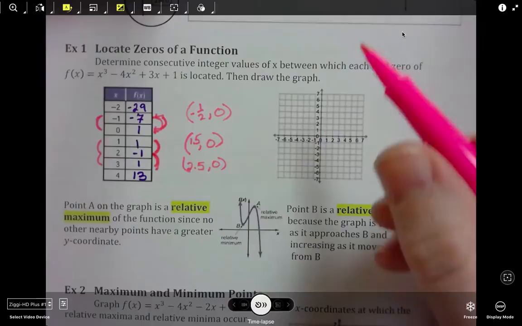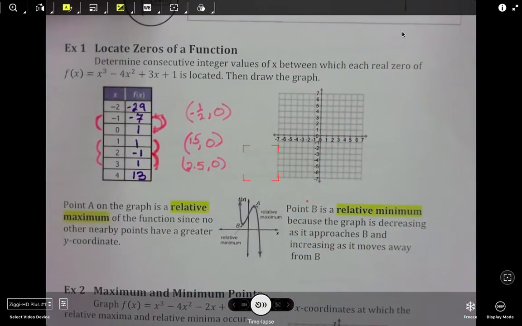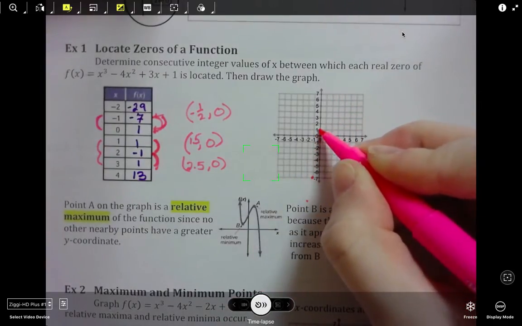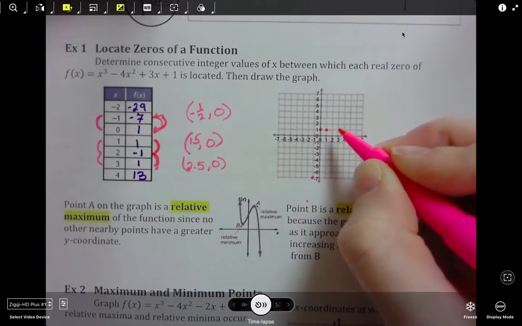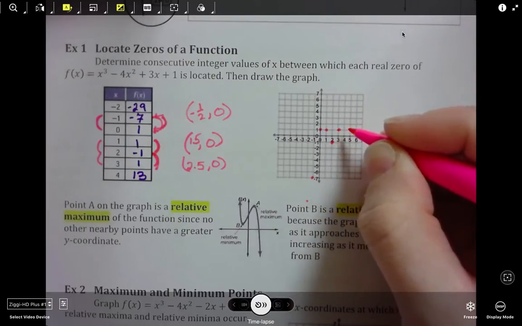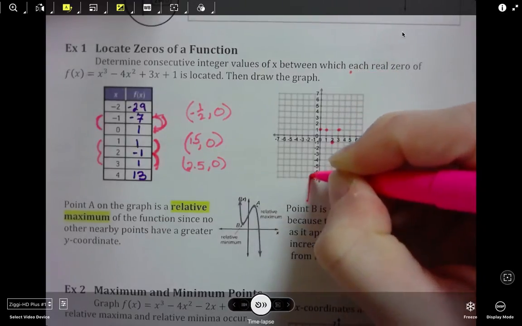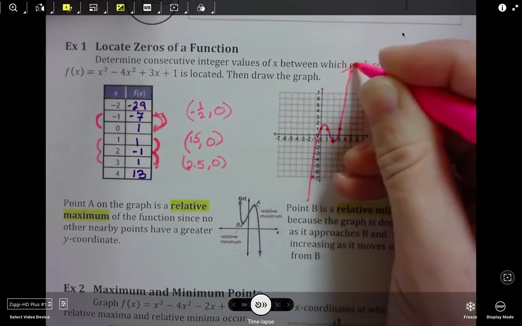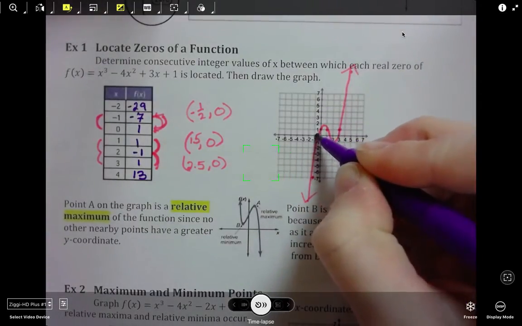So let's graph this and see what we've got. Negative 2 is at negative 29, so I'm just going to put a dot down here. We can't really graph that. Negative 1 is at negative 7. 0 is at 1. 1 is at 1. 2 is at negative 1. 3 is at 1 again, and 4 is at 13. So all the way up here. So it's going to be one of these. Like that. Okay. And the zeros that I had talked about, like this would be kind of maybe about 1/2.